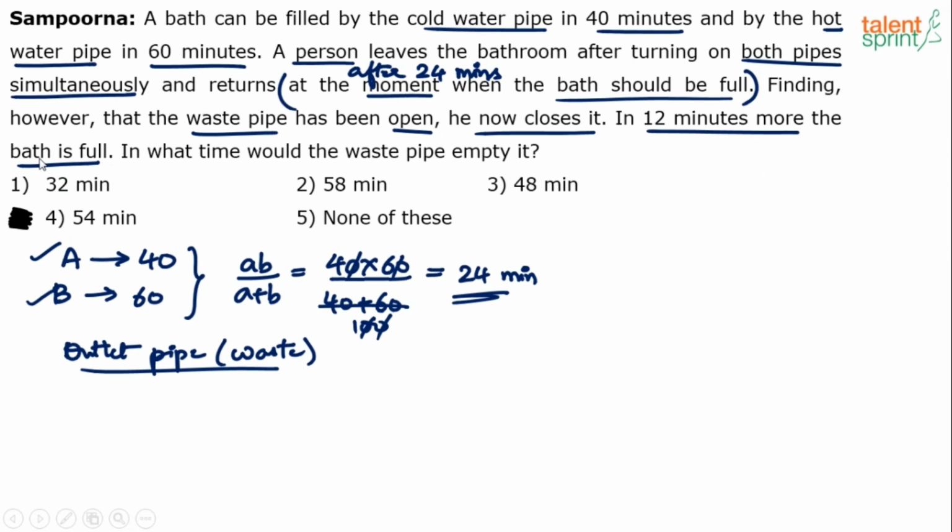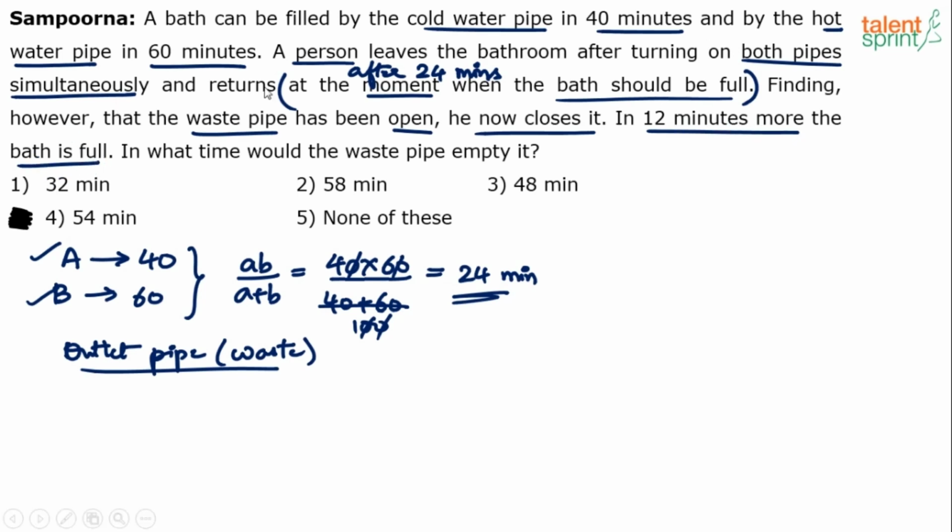See, try and understand. We know that A and B can do the full job in 24 minutes. Full work is 1 unit of work. They can fill the bath in 24 minutes. So how much work do you think they will do in 12 minutes? They will do half of the work. Yes or no? If they can do the full work in 24 minutes, in 12 minutes they will be doing half of the work.